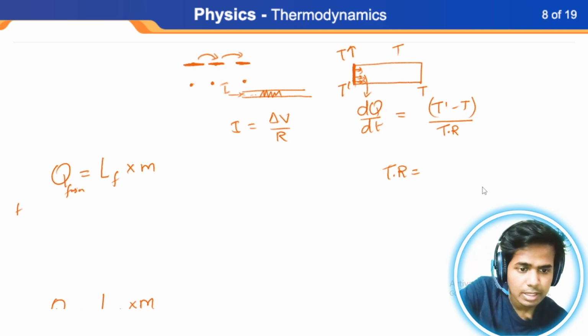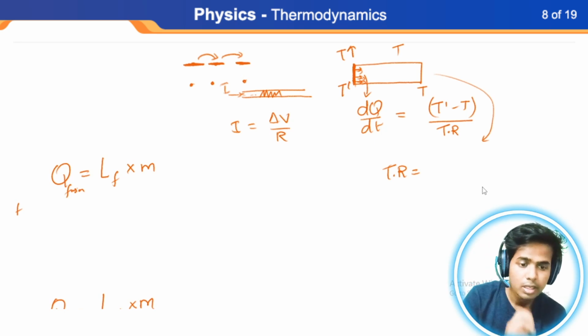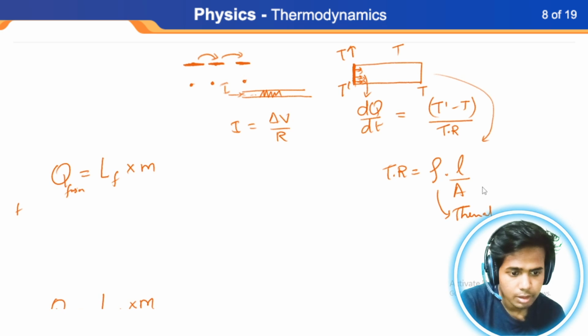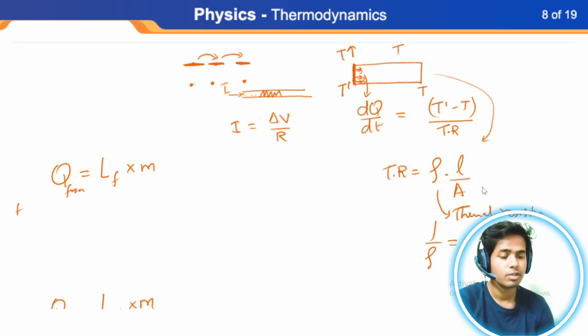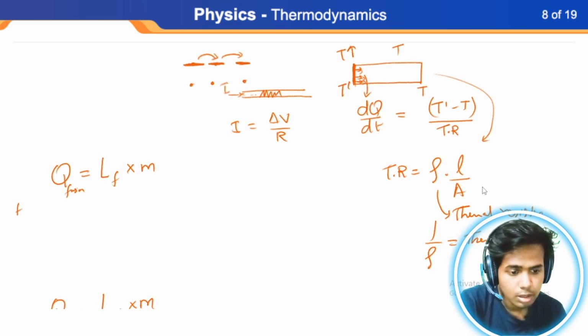अभी इसकी बात वापस से करते हैं. थर्मल रेजिस्टेंस इज इक्वल टू resistivity into L by A. This is called thermal resistivity, and the opposite of it, or the reciprocal of thermal resistivity, is called thermal conductivity.